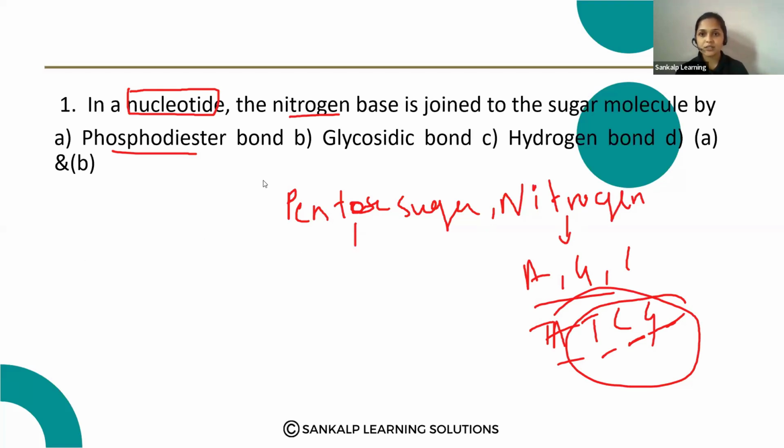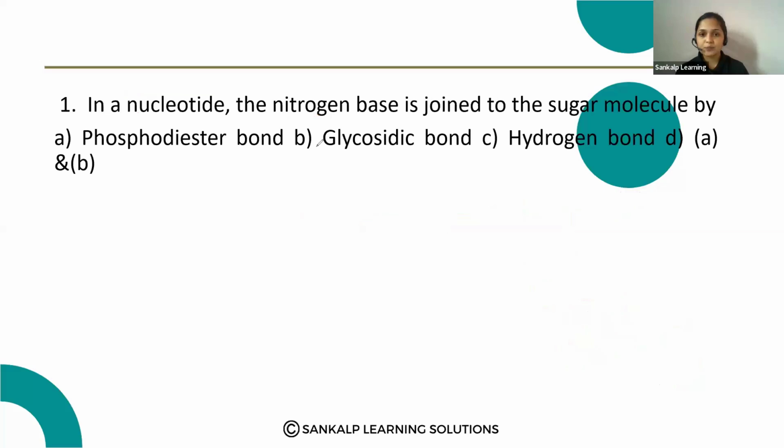How is it attached? Which bond is present in between? Is that the phosphodiester bond? No. The phosphate group is attached to the sugar by the phosphodiester bond. But the correct answer is the glycosidic bond. With the help of the glycosidic bond, in a nucleotide the nitrogen base is joined to the sugar molecule. Option B is the correct answer.